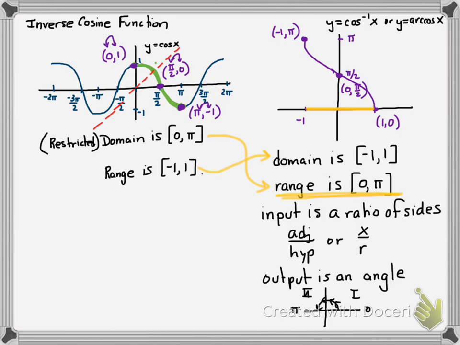Okay, so this is our inverse cosine function or our arc cosine function. I want to emphasize that this picture that we have up here, this picture of our inverse cosine function, that's it. It's not like this graph continues off to infinity or anything like that. That is it.